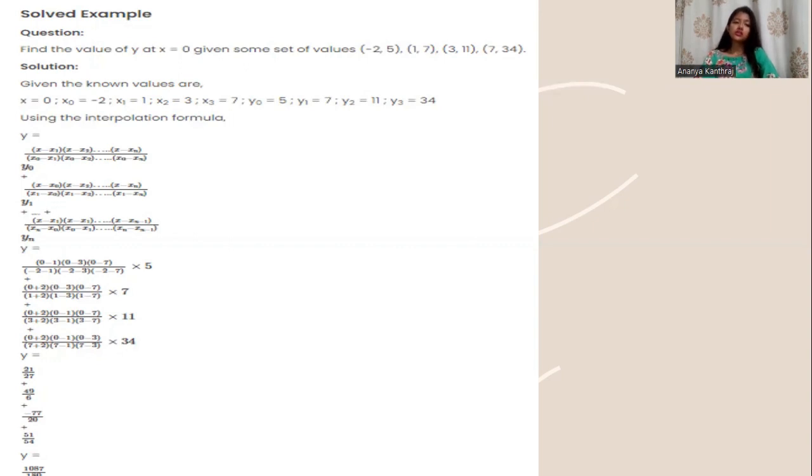Next, the last step: 0 minus 2 into 0 minus 1 into 0 minus 3 divided by 7 minus 2 into 7 minus 1 into 7 minus 3 into 34. Hence, we have only three terms, and substituting the above values and simplifying, we get the answer as 21 by 27 plus 49 by 6 plus 77 by 20 plus 51 by 4, which is 1087 divided by 180, the final answer.